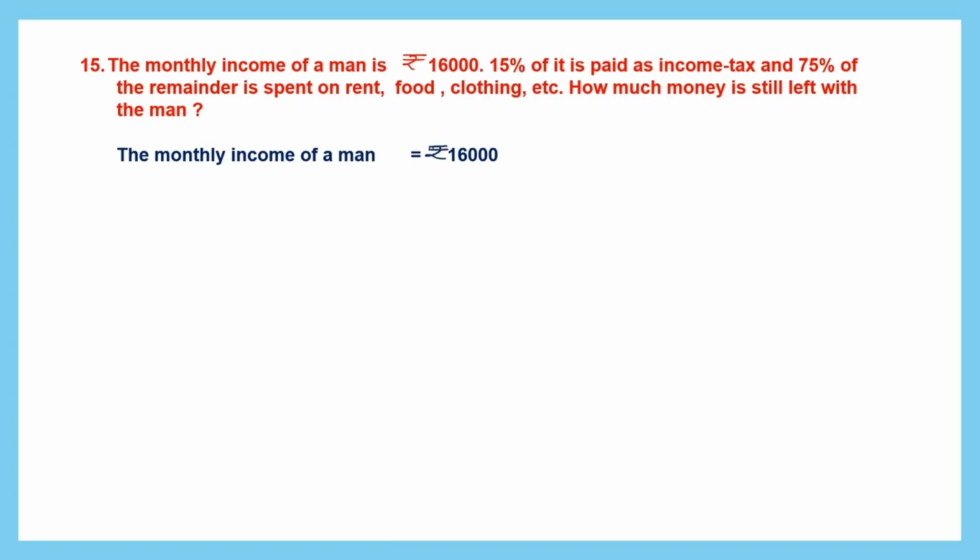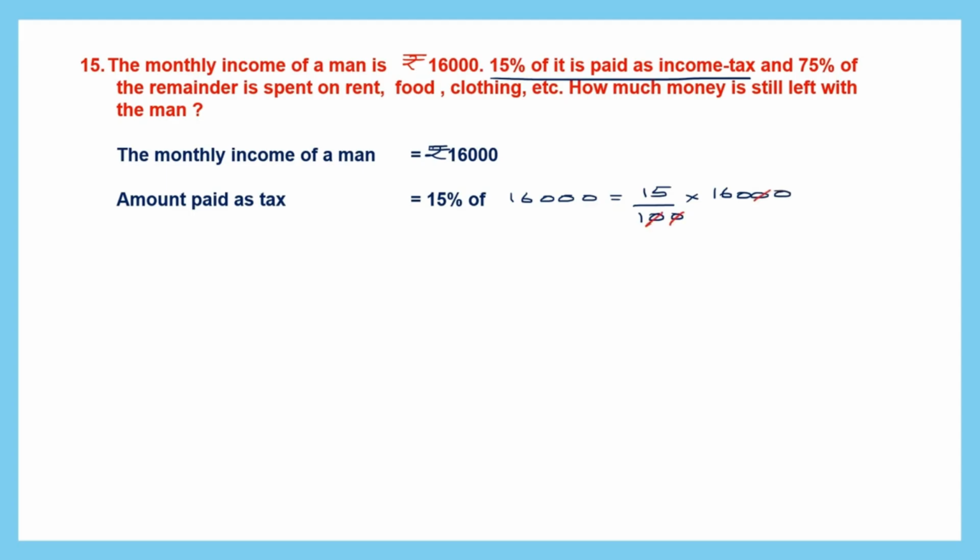Now from this, 15% is paid as income tax. So the amount paid as tax is 15% of 16,000 rupees. So how much is that? That will be 15 by 100 into 16,000. Let's simplify this. Here we can cancel the two zeros, and multiply 15 into 160, and that is 2,400. So the amount paid as tax is 2,400 rupees.